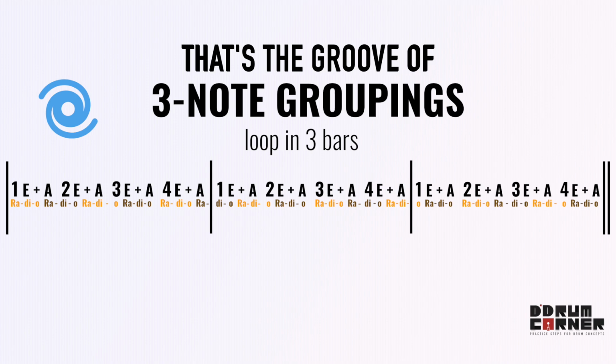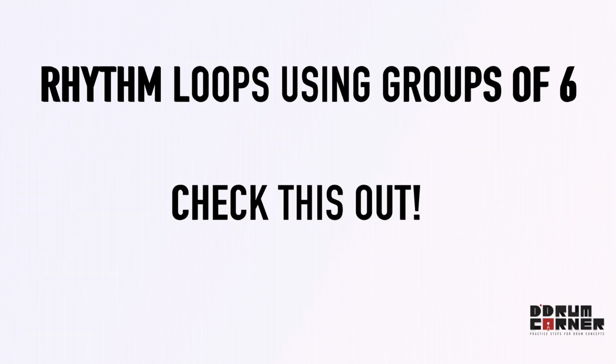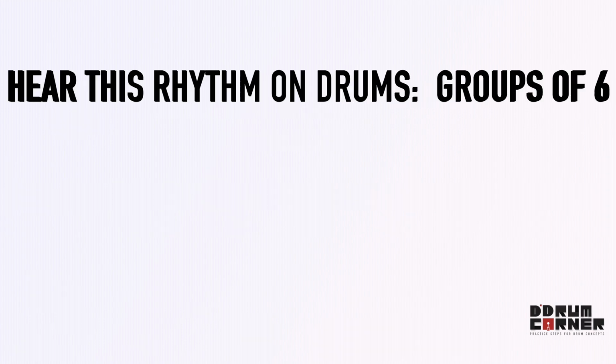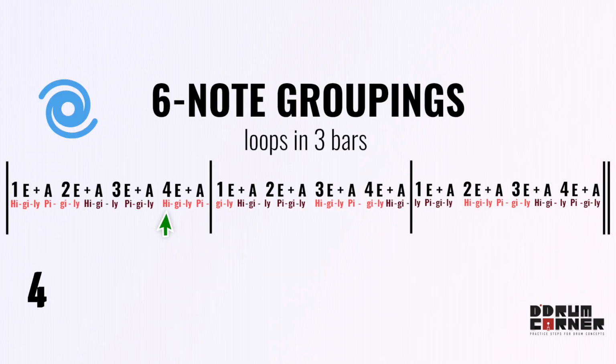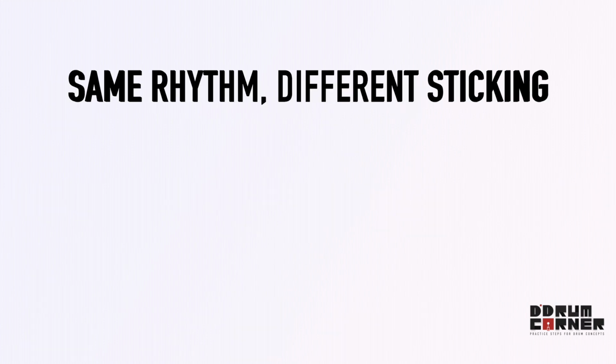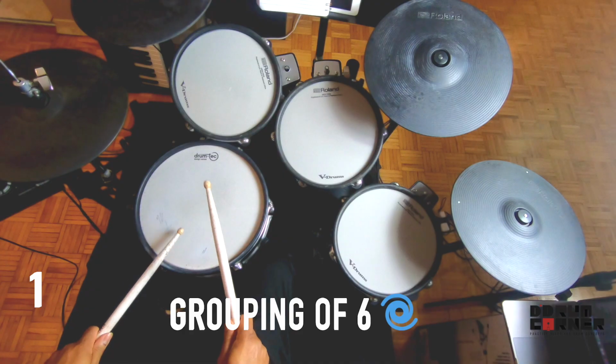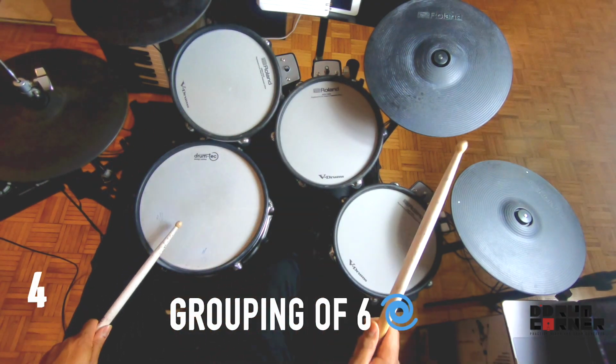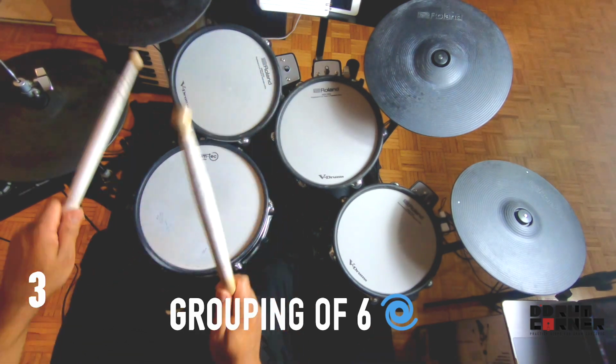Now here's a group of 6. 1 E and a 2 E and a 3 E and a 4 E and a, higgly piggly higgly piggly, repeating the 6-note grouping over and over.